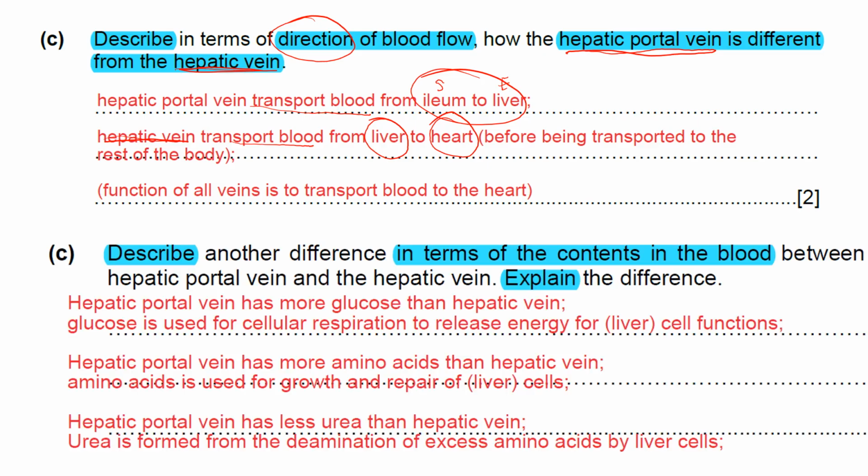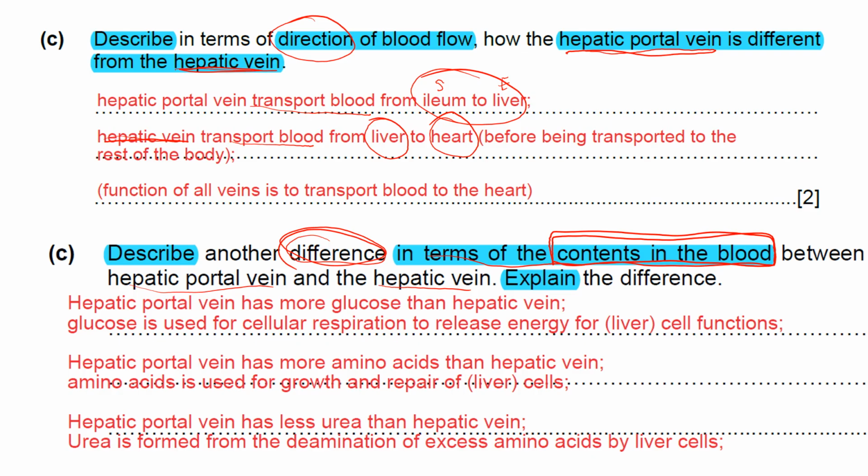The next question is slightly more challenging because of the phrasing in the question. Let me try to break it down for you. Again, the command word is describe. Another difference. So this is a comparison question again. It's asking you what's the difference in terms of the contents in the blood. So it's not about the direction of the blood. It is the contents in the blood between the hepatic portal vein and the hepatic vein.